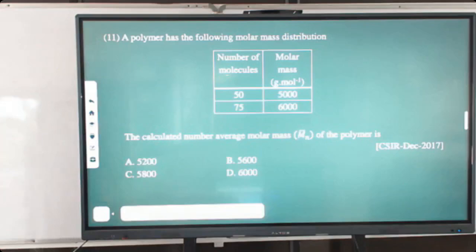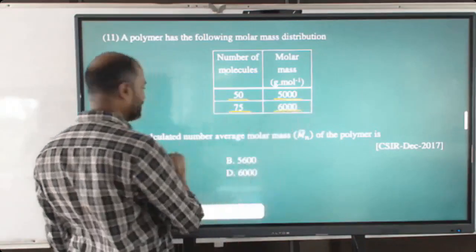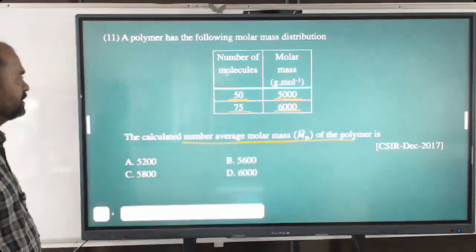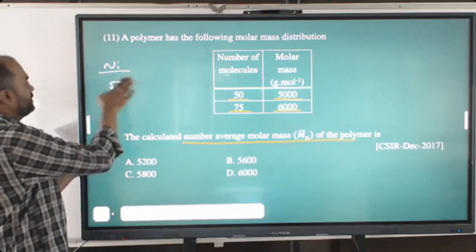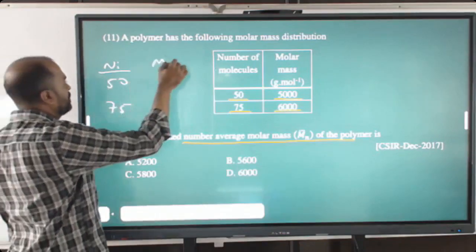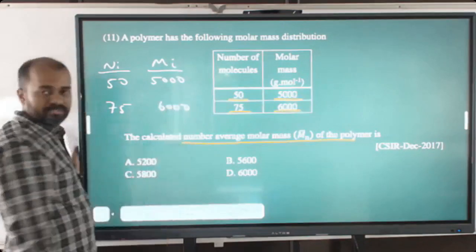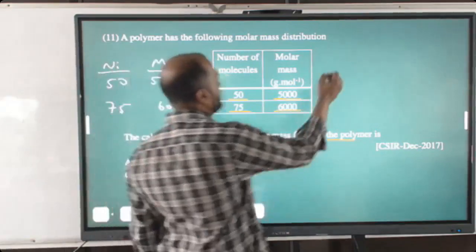Polymer has the following molar mass distribution. Okay. Number of molecules and molar mass are given. Number of molecules 50, 75, molar mass 5000 and 6000. Calculate the number average molar mass of the polymer. Our Ni is given, Ni 50 and 75. Mi is given to be 5000 and 6000. Okay. After Ni and Mi, we require NiMi.